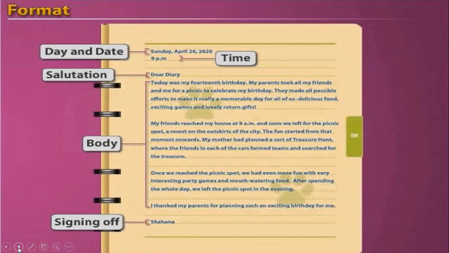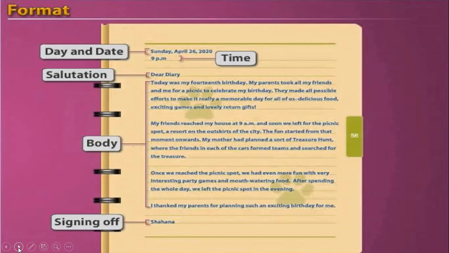Clear? So, in the very first line, day and date followed by time, then salutation, Dear Diary or Dear Kitty, Hello diary, how are you? Anything could be written. This is just one sample diary. Now, the person is writing about how he or she celebrated the 14th birthday. The child is expressing his or her point of view that the parents took him or her along with all friends out to celebrate the birthday, and has very well explained in 3 paragraphs whatever they did the whole day.